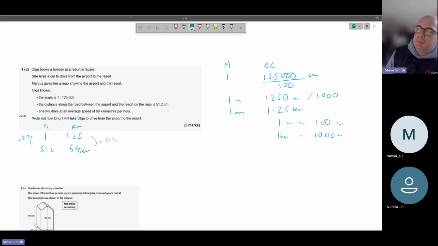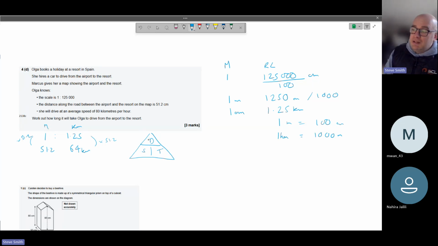So we now know that the distance, so we're thinking of something else now: distance, speed, and time. That little triangle is something that you won't get given on your exam paper. But what is important to remember is that as long as you put D at the top, these two can be either way around. It doesn't matter.